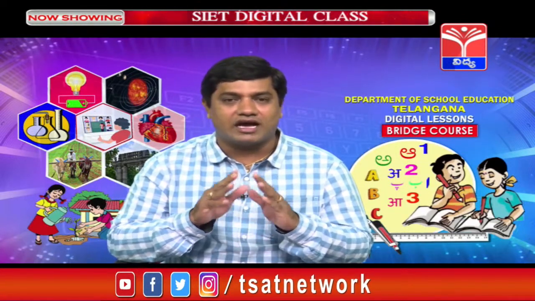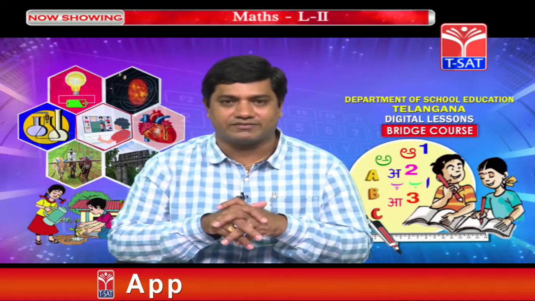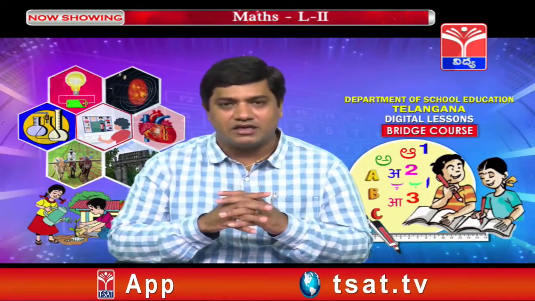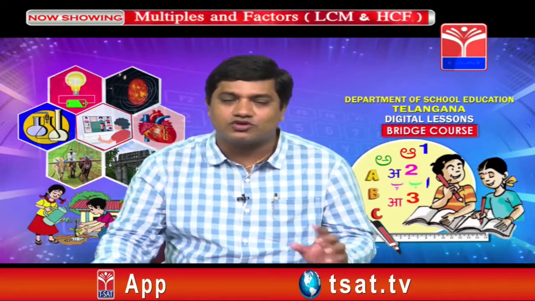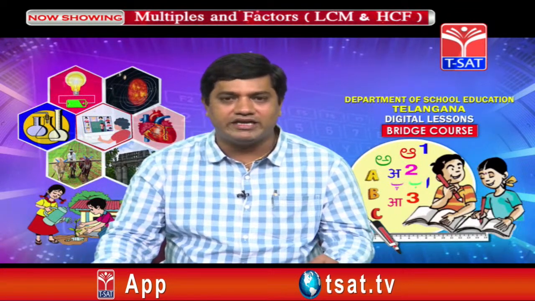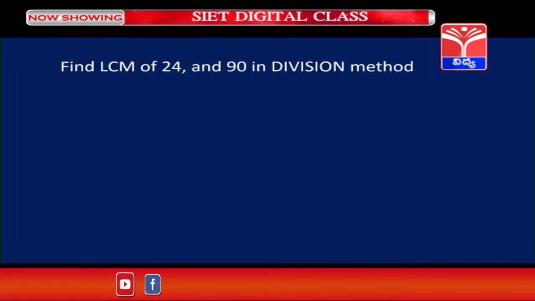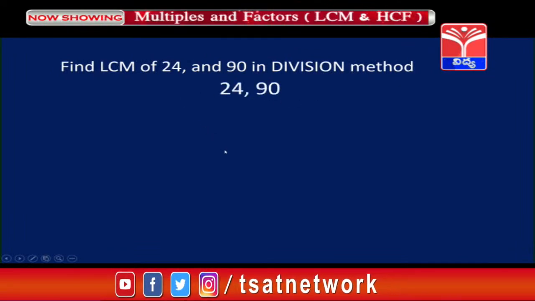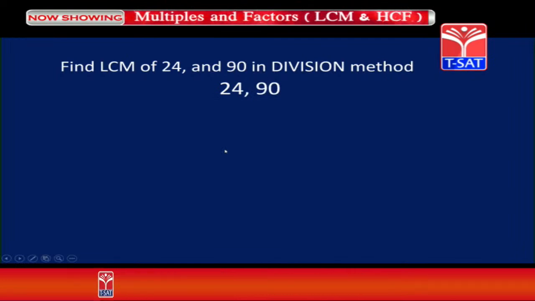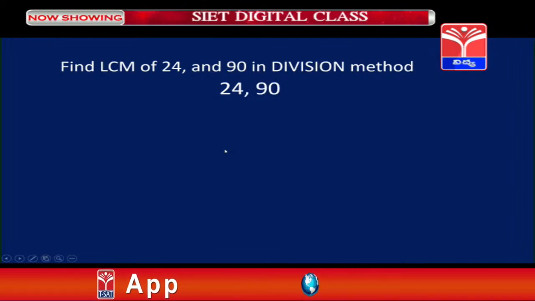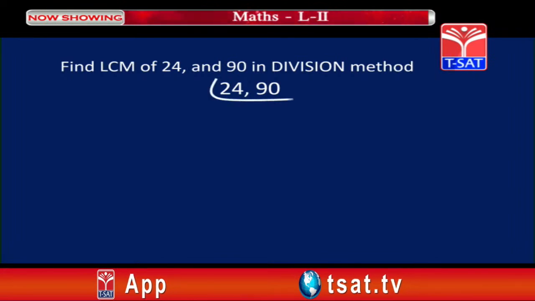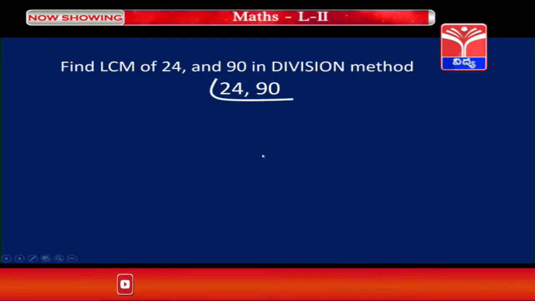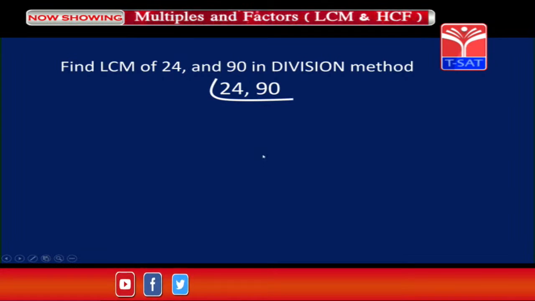We have another method to find the LCM, that is the division method. Let us discuss the division method here to find the LCM. Find the LCM of 24 and 90 in the division method. Before this, in the example we wrote the prime factorization separately. Without writing the prime factorization, we can directly divide these two numbers by prime numbers and get the LCM directly.